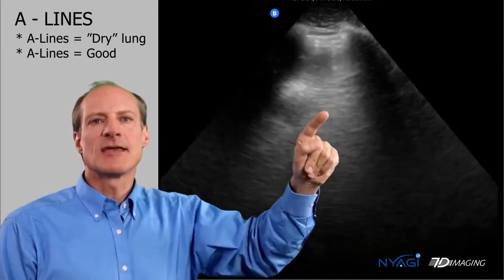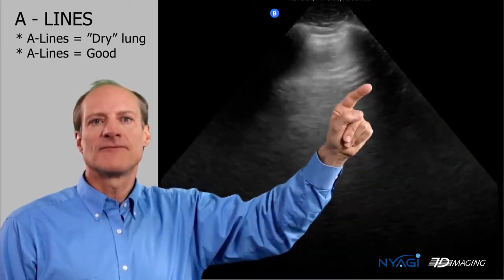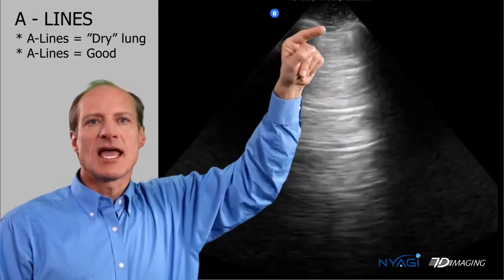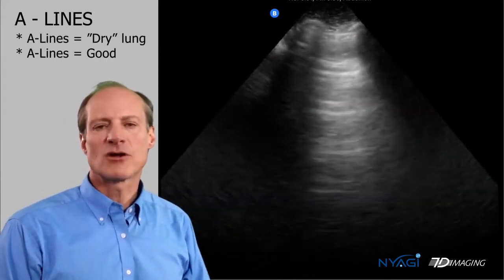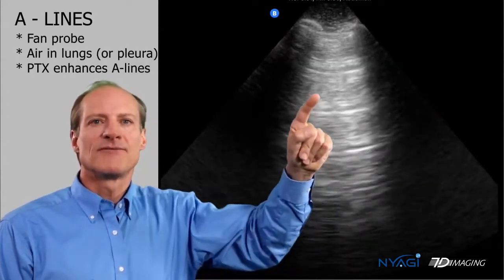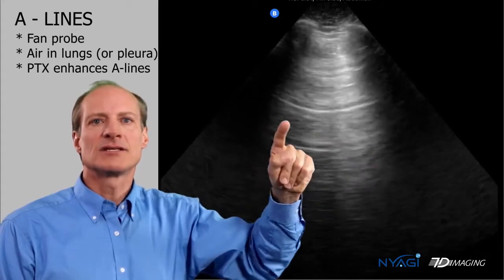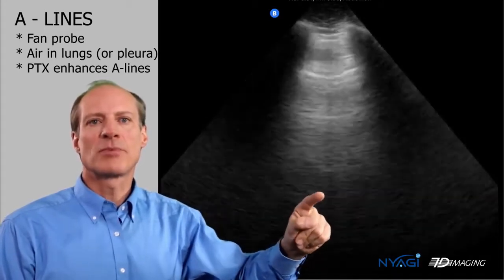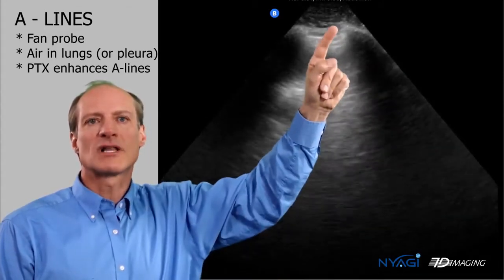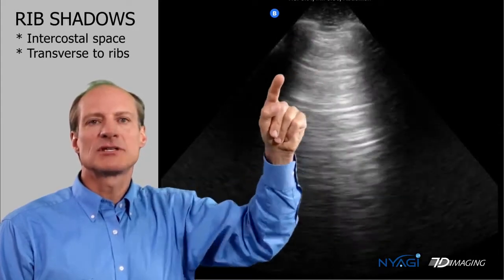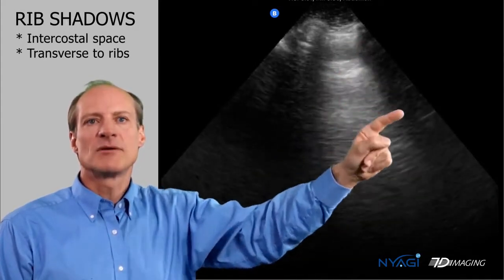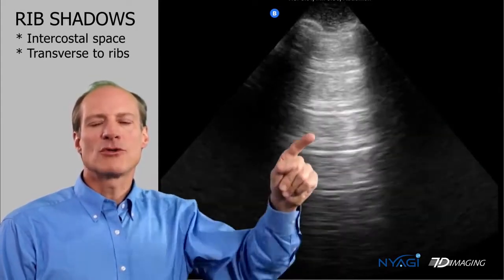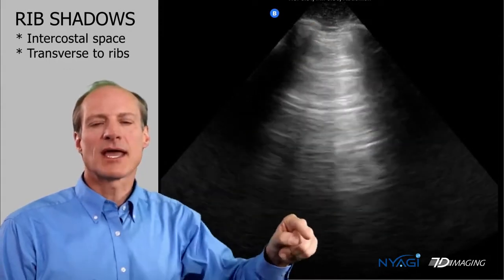It means that the lung is filled with air because air does not transmit sound waves very well. Finding A-lines is the key feature for normal appearing lung in the face of a normal sliding lung. Notice that the ribs cast these dark rib shadows. That way you know you're in the intercostal space.